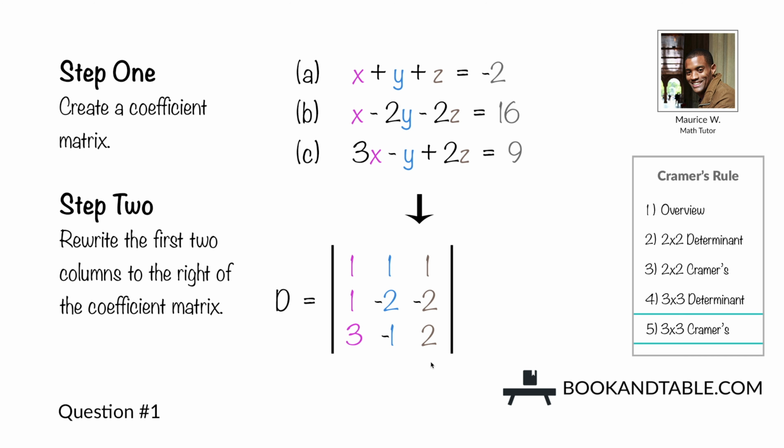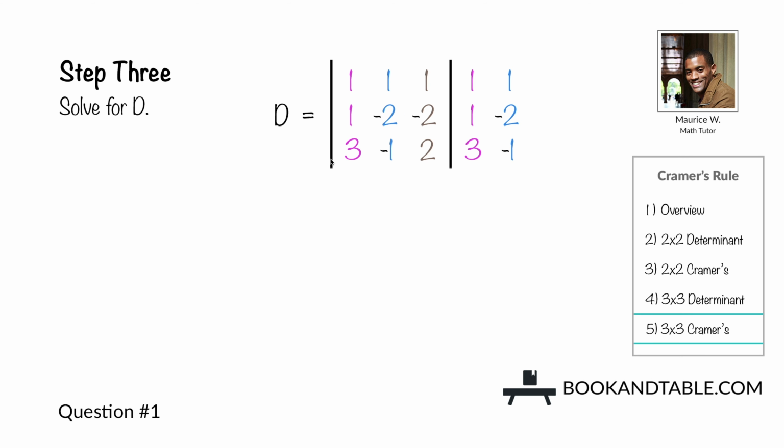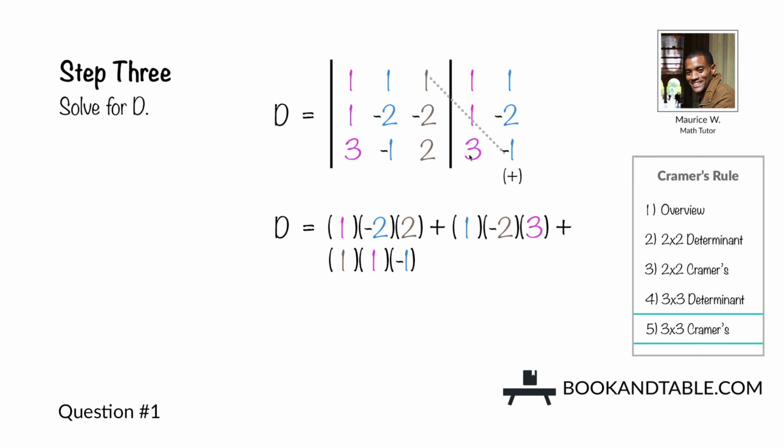And now step 2, rewrite the first 2 columns to the right of the coefficient matrix. So we rewrite these 2 columns here. And now we have what we need to solve for D. So starting with row 1, column 1, we're going to multiply 1 times -2 times 2 and add that to 1 times -2 times 3, and then add that to 1 times 1 times -1.